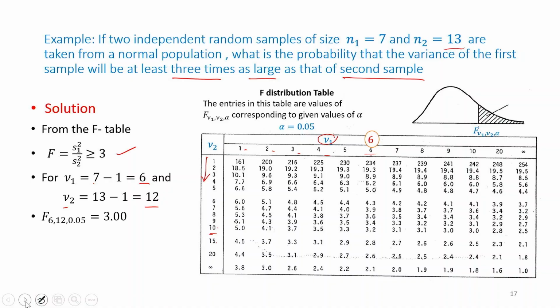So we consulted another book where the detailed table is given, and there it was found that for F with 6 and 12 degrees of freedom, for area 0.05, it is actually 3.